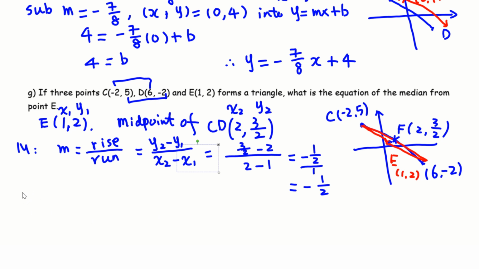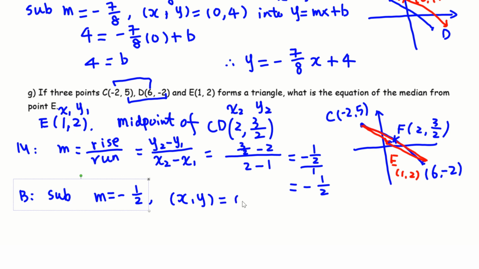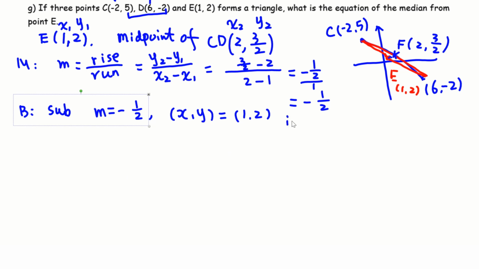So we have the slope. We want to find the y-intercept. We are going to sub in the slope and also one of the points on that line. So we could pick E or F. E has integers, so we are going to use point E in the slope y-intercept form. For this question, I just want you to know the definition of the median. It's from the vertex to the midpoint of the opposite side.